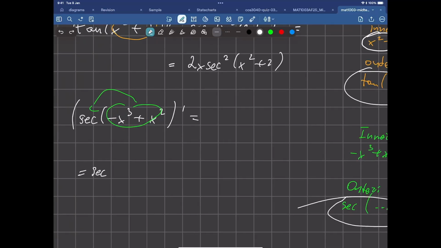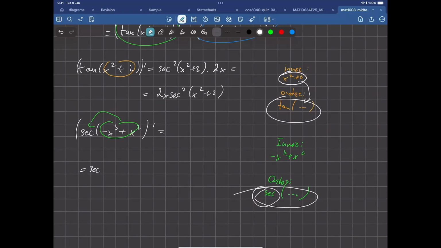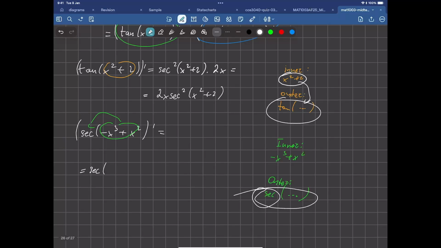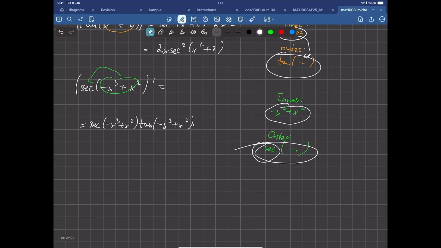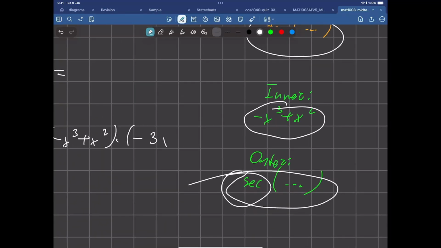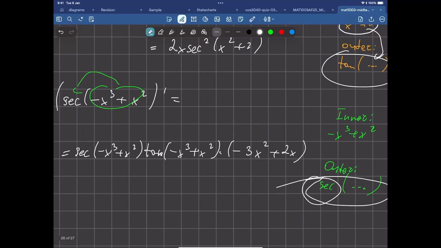So it's going to be secant of whatever the inner function is, unchanged. We don't change it for now, right? We just copy the inner function for now, and we only apply the derivative to the outer function. So that's going to be secant of minus x cubed plus x squared times tangent of minus x cubed plus x squared. That's the derivative of the outer function. And only now do I take the derivative of the inner function and multiply. So that's going to be minus 3x squared plus, let me just show you, that's a 2 here, so it's plus 2x, okay? And I can just leave it at that.